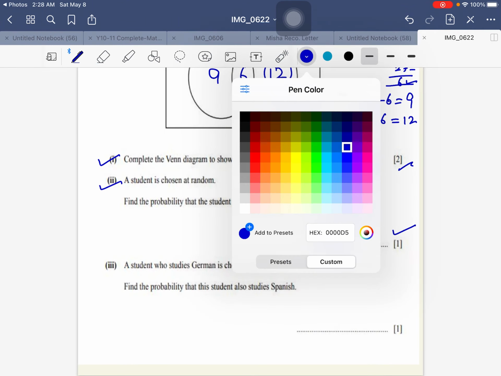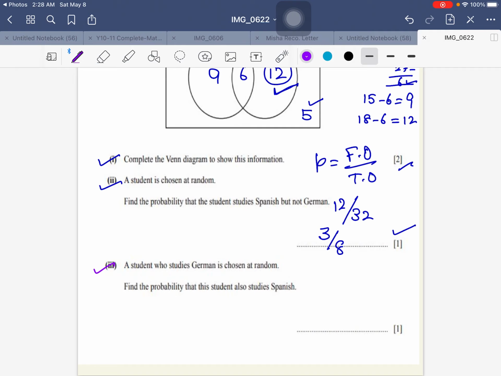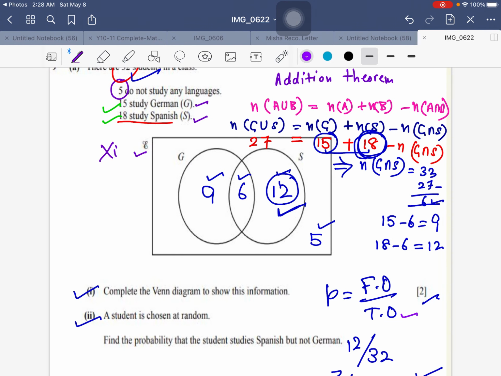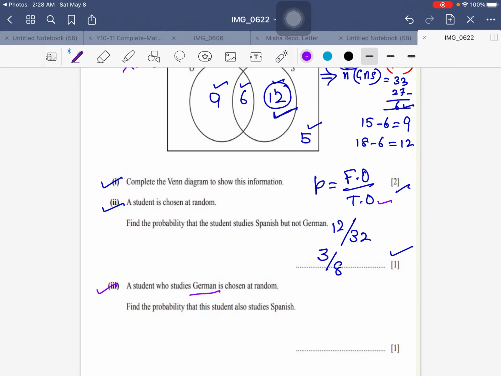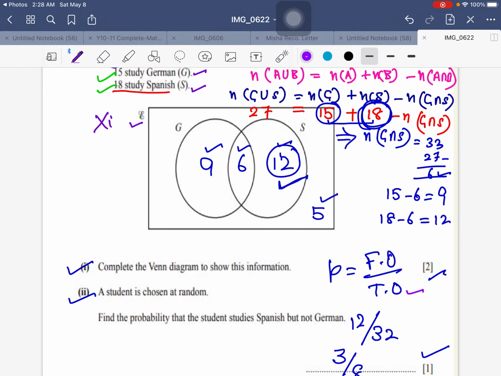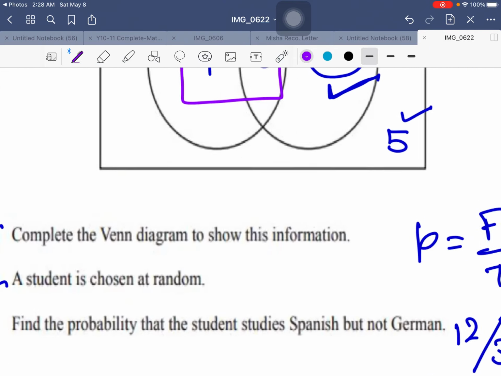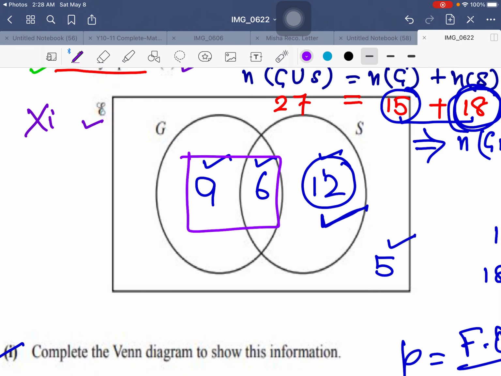Let's try to answer the third part afterward. A student who studies German is chosen at random. Now we have to select a student from the German set. So the total outcomes in this case will be the students learning German. We are choosing a student from the German set. So the total outcomes should be 9 plus 6, which is 15, because we are selecting a student from the German set. Find the probability that this student also studies Spanish. So out of these 15 students, we have to pick those who learn Spanish also. That means the intersection or common area.